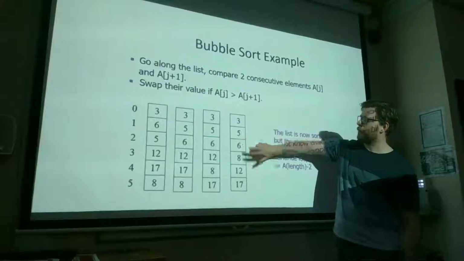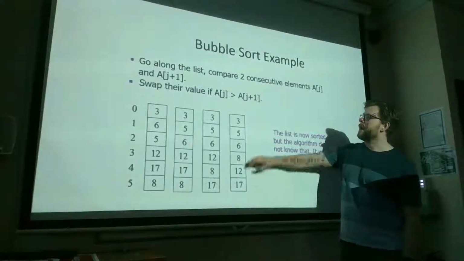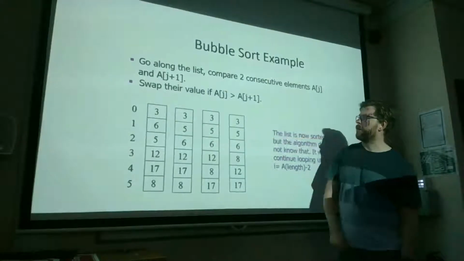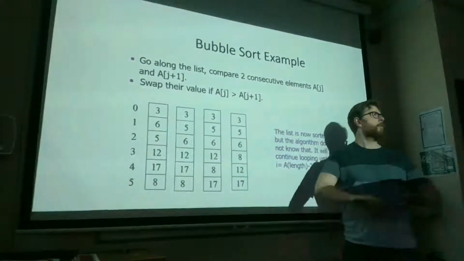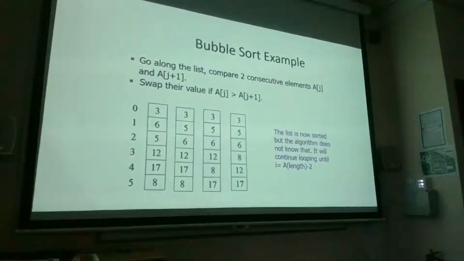3 and 5 are good. 5 and 6 are good. Or sorry, 6 and 8 are good. Back again. 3 and 5 are good. 5 and 6 are good. 3 and 5 are good. We're done. So you can see that in this algorithm again, there are redundant checks.